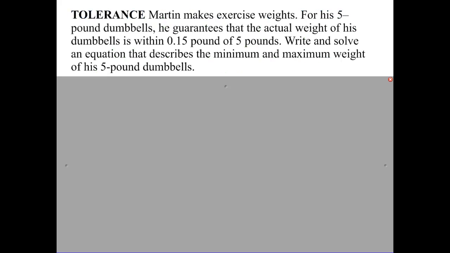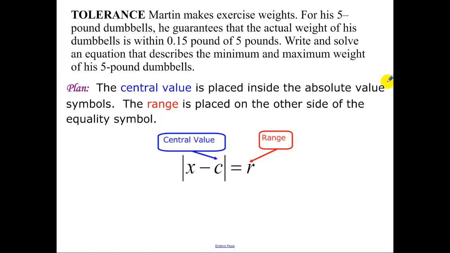Okay, our next example. Martin makes exercise weights. For his 5-pound dumbbells, he guarantees the actual weight of the dumbbells is within 0.015 pound of 5 pounds. Write and solve an equation that describes the maximum and minimum weight of his 5-pound dumbbells. Now this is an absolute value equation. The central value is placed inside the symbol, and the range is placed on the other side.